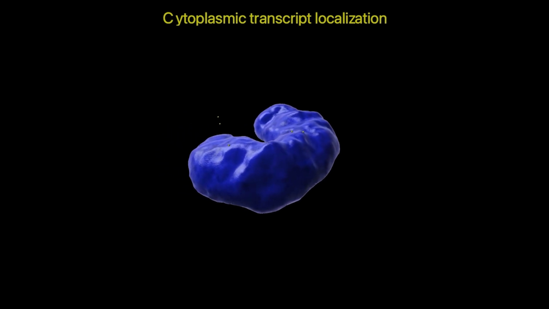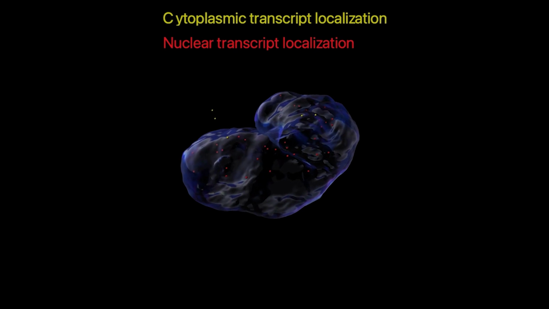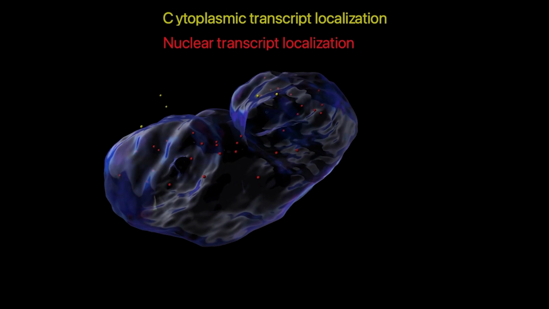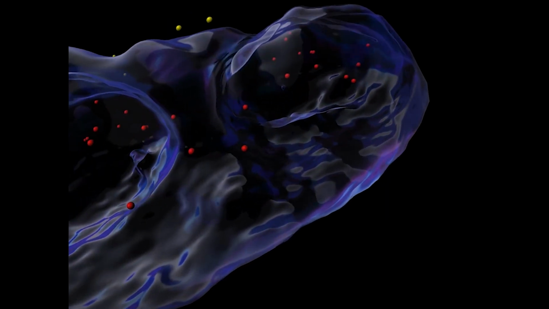Now, if we zoom into the nucleus, we can see RNA located there. Nuclear transcript localization. The nucleus spins on the screen. The nucleus becomes transparent as the camera zooms in, revealing red spheres inside. We can see that this particular RNA is much more abundant in the nucleus than in the cytoplasm.